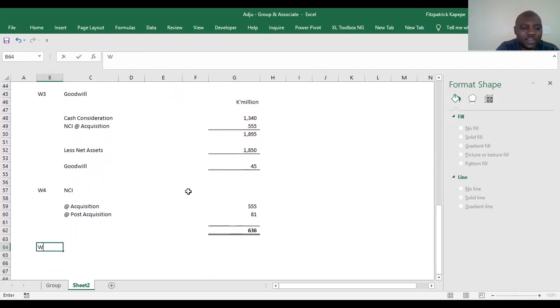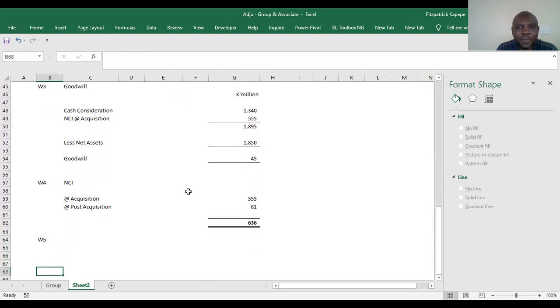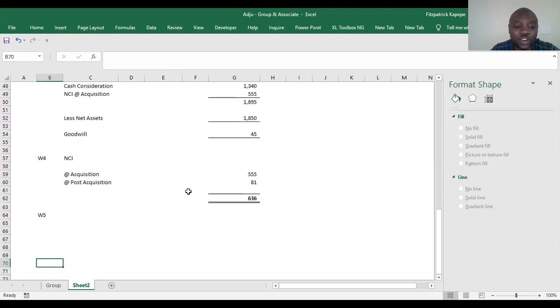So you have working 5, but we know that working 5 is also going to have some components from working 6, because there are some dividends that are being received from Ben, meaning that we also need to look at the equity investments in associates. So I know there's a component that will come from working 6 because of those dividends. But here we'll say group retained earnings.